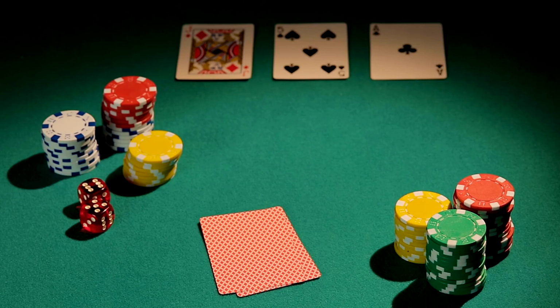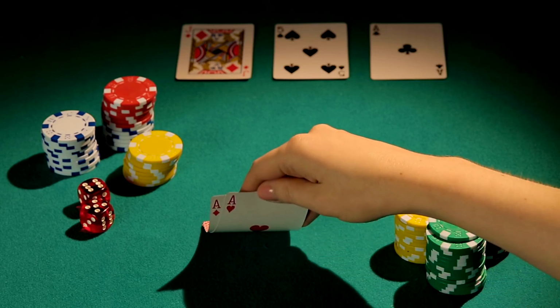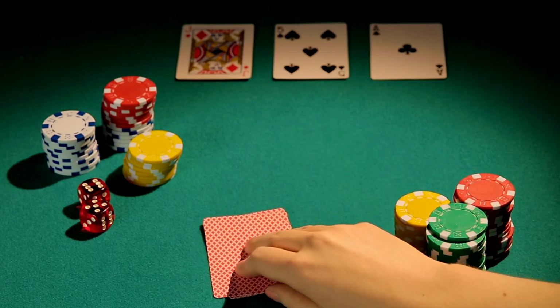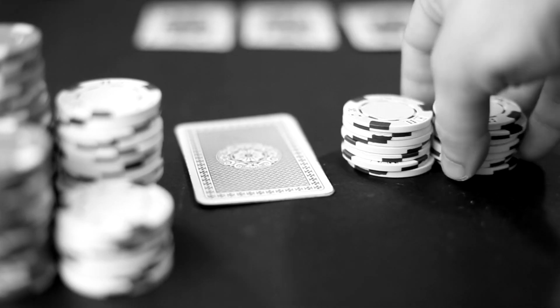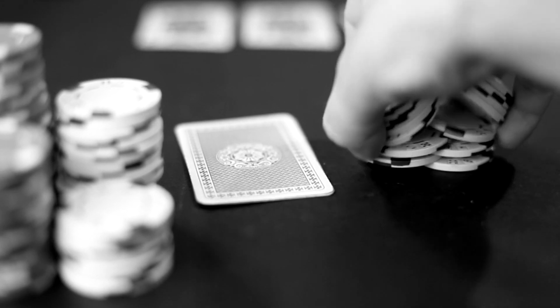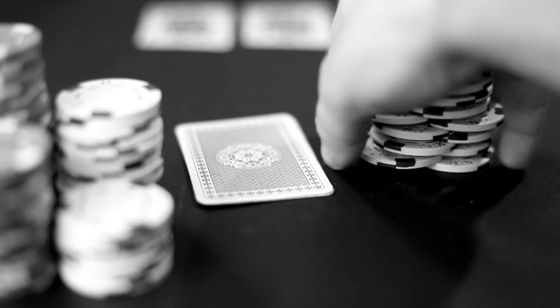Example 1: Poker. In a poker game, the chips on the table represent a fixed amount of wealth. When one player wins a hand, the other players lose an equivalent amount. There's no way to increase the total amount of chips. The only way to win is to take chips from other players.